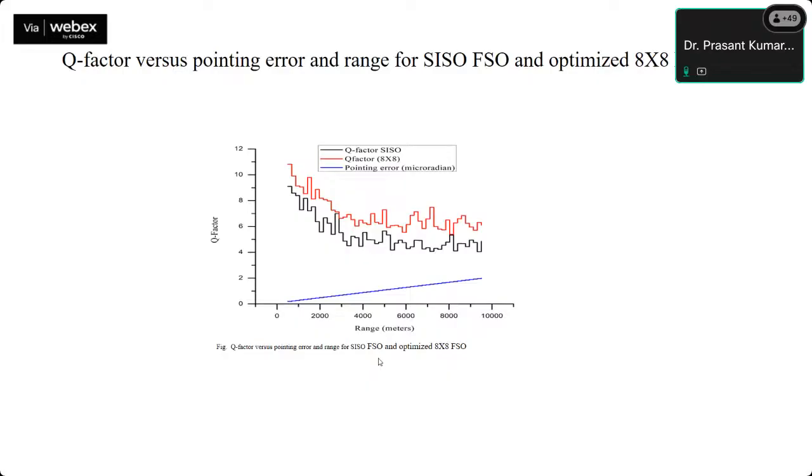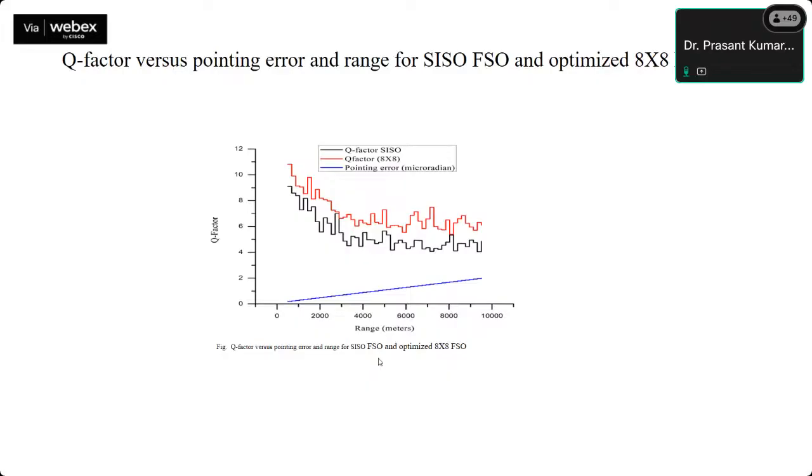So we change the pointing error in microradians from 0.2 microradians to 2 microradians with a total step of 50. Here the response what we got from this CISO and optimized 8x8 FSO, but in this case we didn't use the MPPM. Rather it is a modified duo binary return to zero scheme, whereby we use a single channel, or we use the 8x8 FSO using MDRZ.